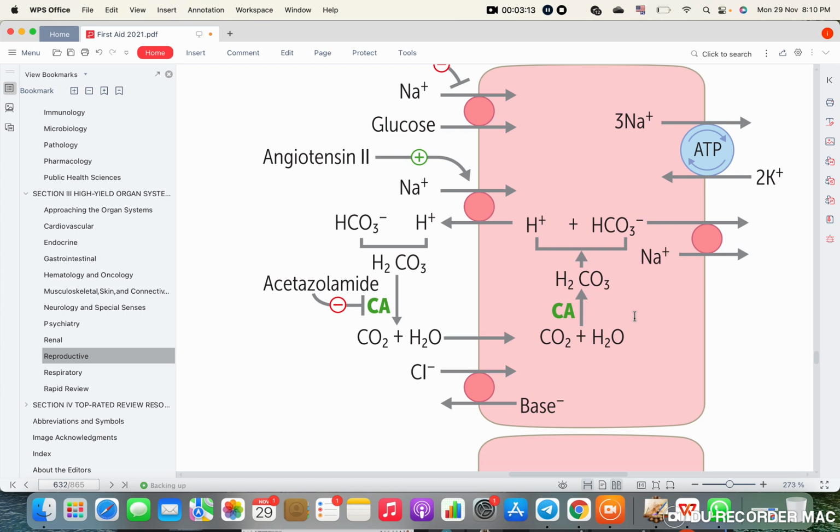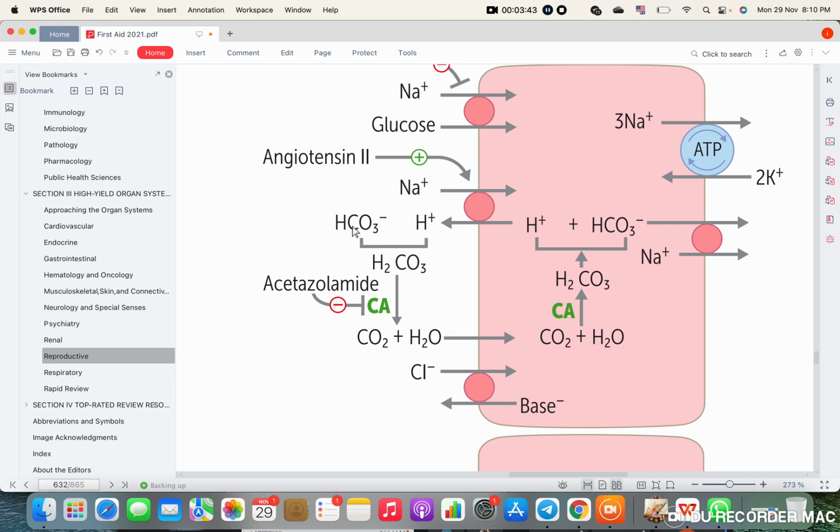Can I reabsorb the bicarbonate if I'm using carbonic anhydrase inhibitor? Yes, I cannot. It's impossible to reabsorb. Why? Because if it's inhibited, I'm not making these substances. If I'm not making these substances, I will not be able to get bicarbonate back in. So what will happen to the bicarbonate? Where will it go? Yes, it will go basically to the lumen and then to the urine.